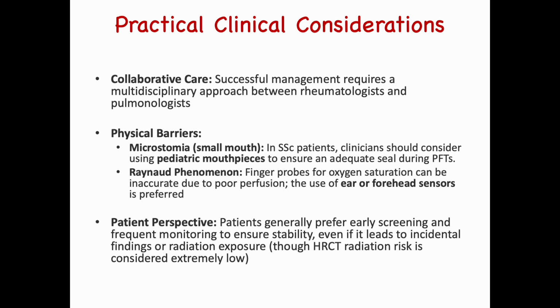Now, here there are a few practical considerations given in this paper. They say it's important to have collaborative care, so a good MDT between a rheumatologist and a pulmonologist. They say that in these diseases, we have to be careful about certain physical barriers, such as a patient with microstomia in systemic sclerosis may not be able to use a mouthpiece well for a pulmonary function test. We have to adjust around it, probably give them pediatric mouthpieces, because otherwise the pulmonary function test will not be a correct test. There'll be a lot of leakage.